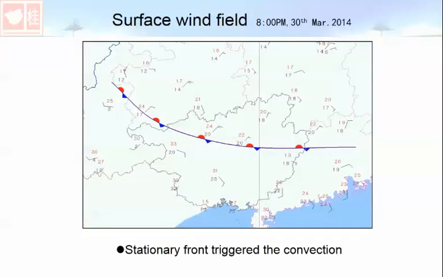And before the onset of the convective weather, there was a stationary front in the northeast of Guangxi. In the late afternoon in southwest Guizhou, the convection developed and moved along the stationary front.